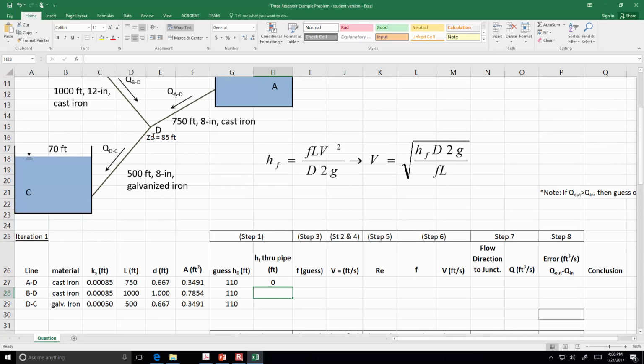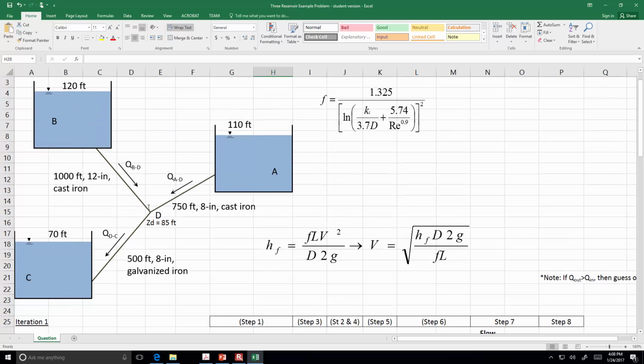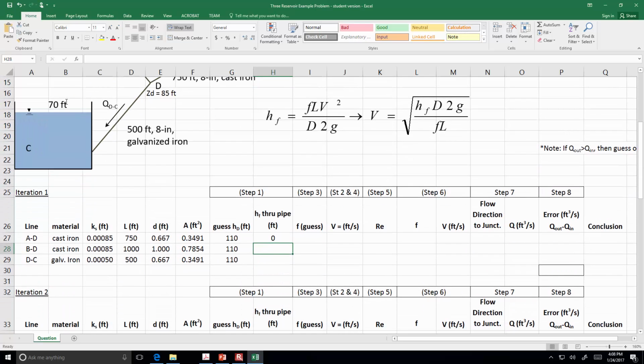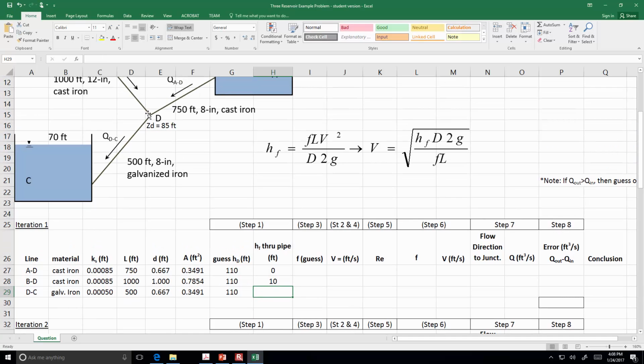Okay, now what about BD? Okay, so from B towards D, it's going to be 120 minus the guess value of HD. And then to get the head loss through this pipe, we're going to say it's 110 minus 70, because we know that 70 is the elevation of the destination. So there's 40 feet of head loss there. And all those should be positive values, because by loss, we don't need a negative value to indicate that it's a loss. By definition, all the values there should be positive.